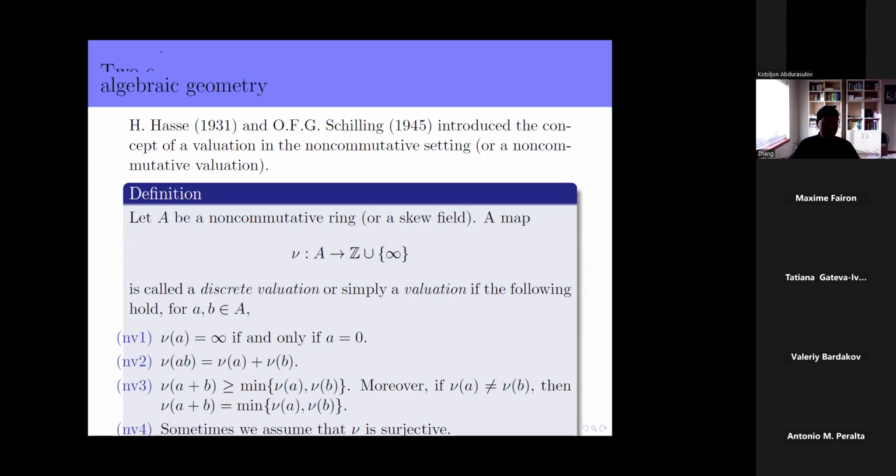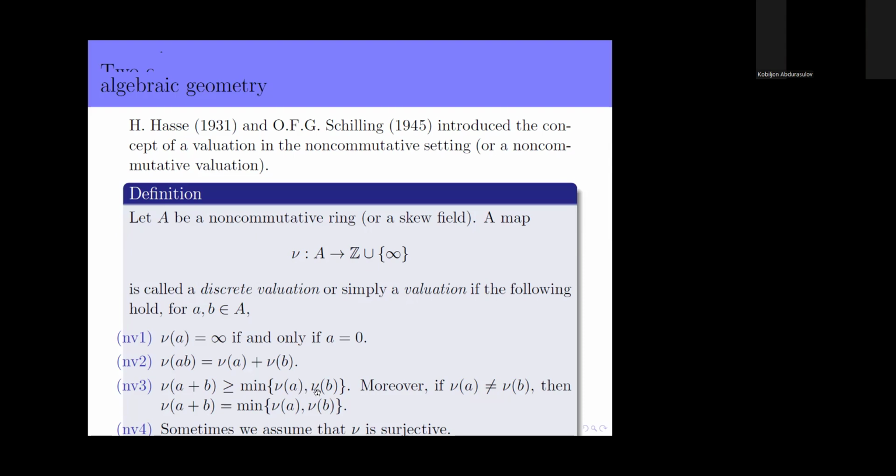Then a map from A to Z is called a discrete valuation, or simply valuation, if we have the following 4 or 3 conditions. One is that we set the value of 0 to be infinity. Then this valuation map is a kind of group homomorphism, sending the non-zero elements in A to the group Z. This is the second one. The third one: if we take the addition of 2 elements, then its value is bigger than or equal to the minimum of the values of A and B.